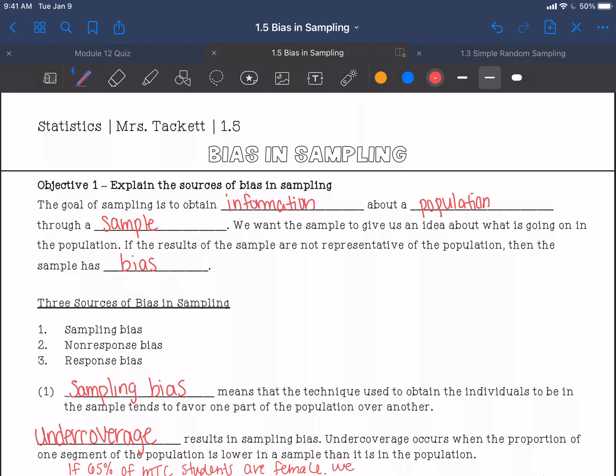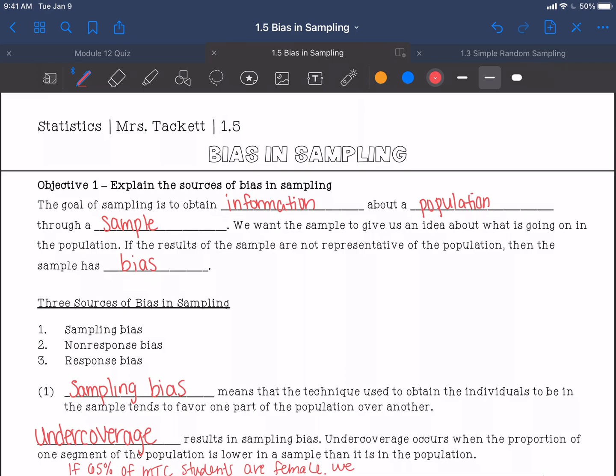First of all, the goal of sampling is to obtain information about a population through a sample, and we want that sample to give us an idea about what is going on in the population. If the results of the sample are not representative of the population, then the sample has bias. So if the sample that we are choosing is not representing the population we're studying, then it has bias. And we have three sources of bias in sampling: sampling bias, non-response bias, and response bias.